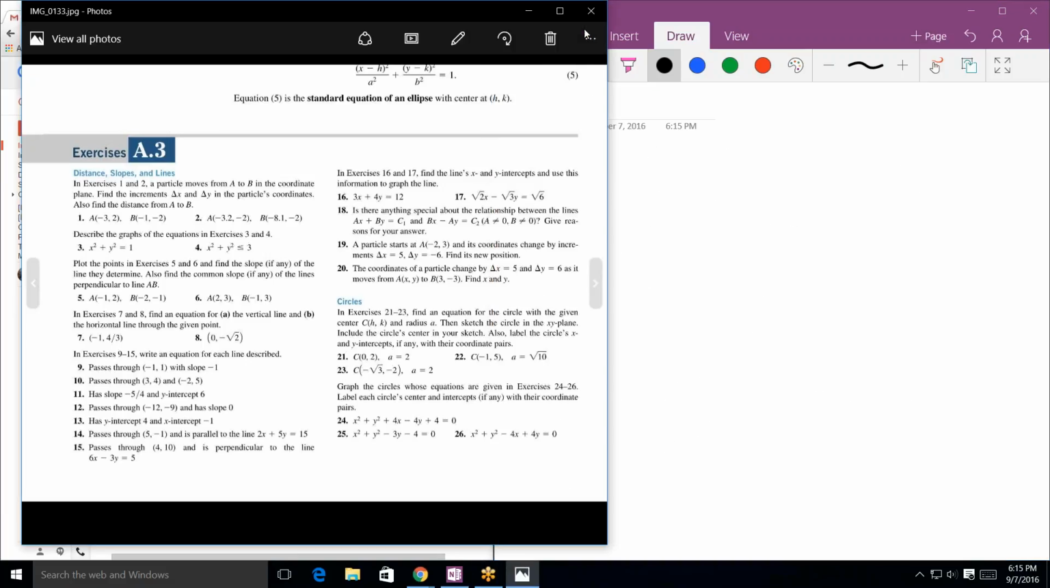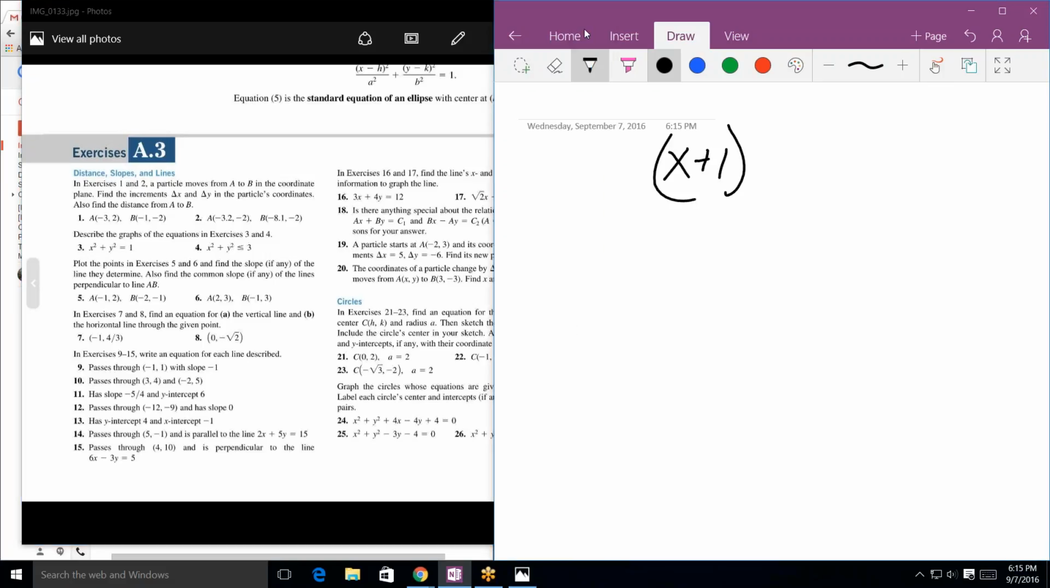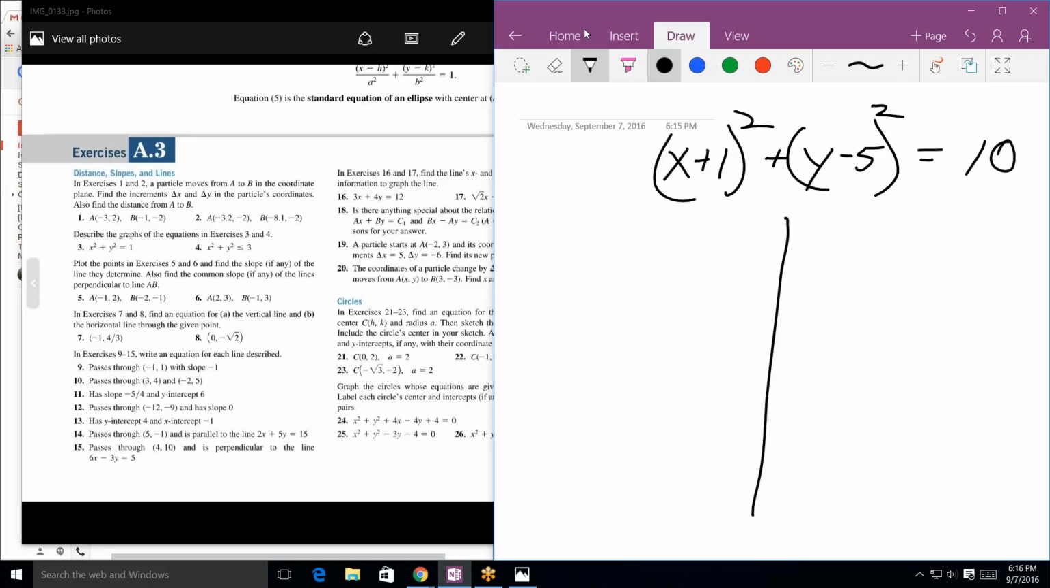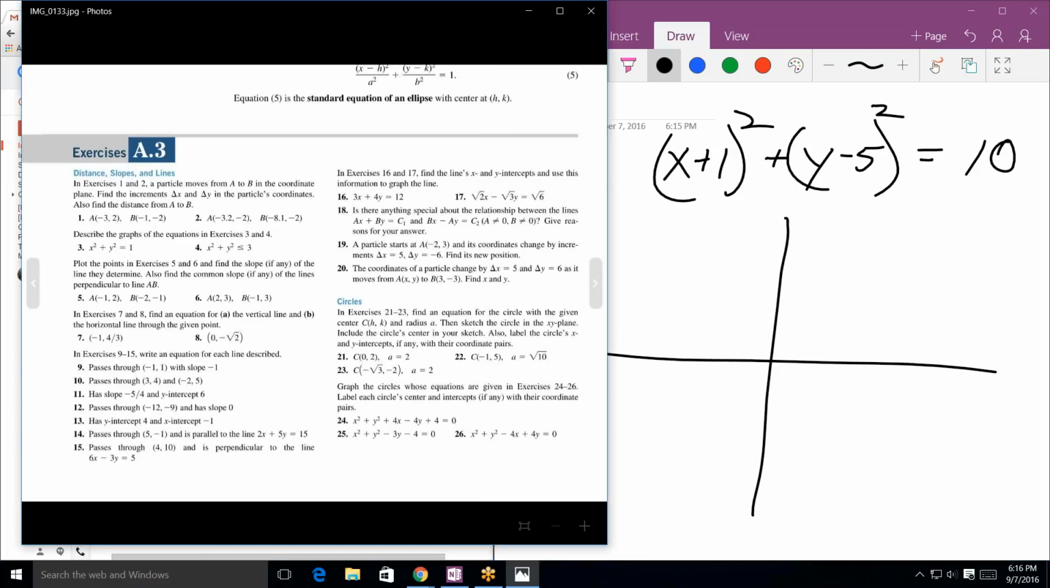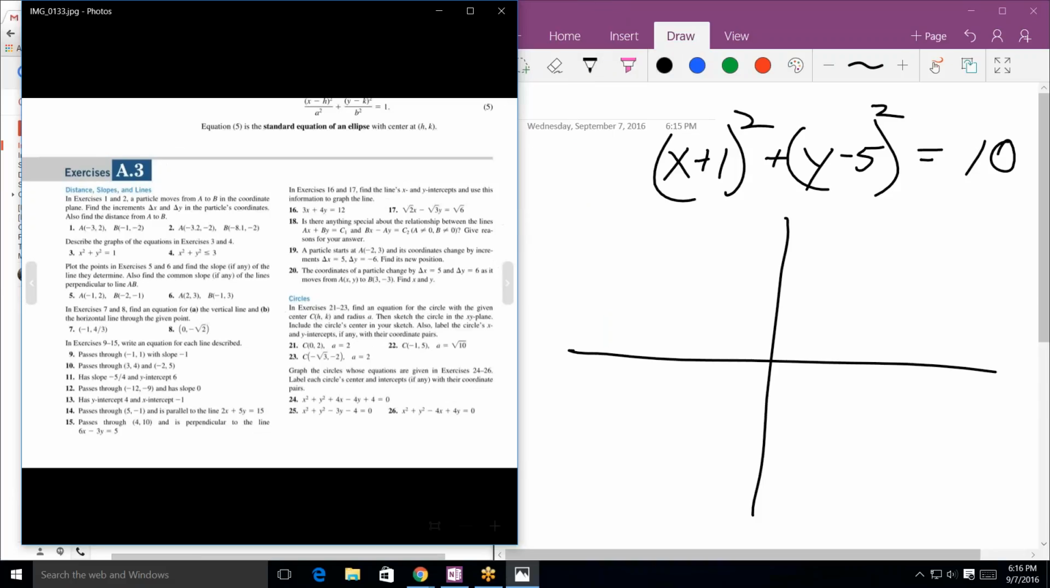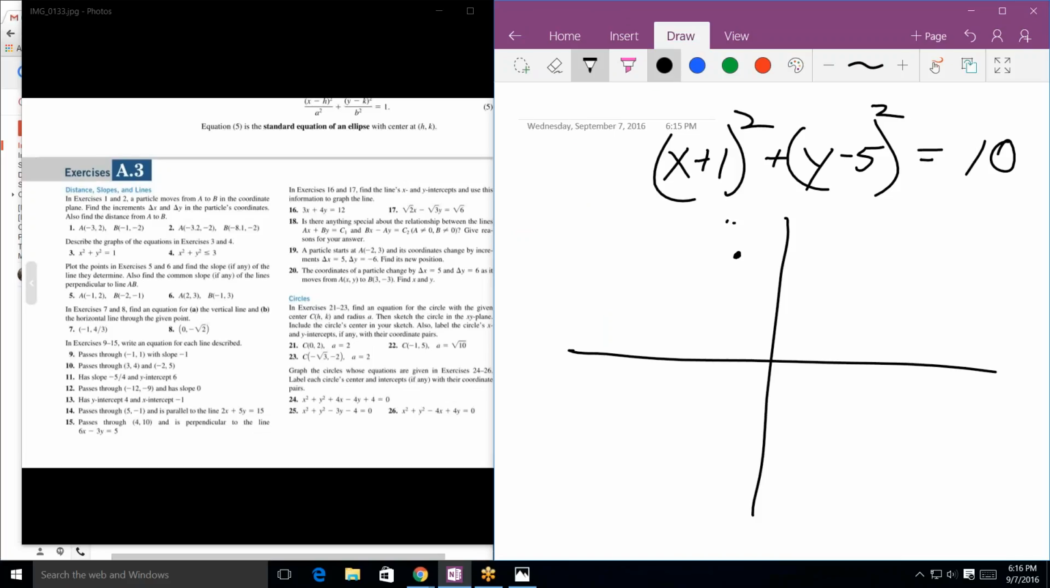Let's take our second equation, which was x plus 1 squared plus y minus 5 squared equals 10. Sketch it. Where's our starting point? So that means we would start off at -1 and 5. As what? As our center of the circle. Okay, so there's our center. That's point C. And to draw it, the radius is square root of 10.